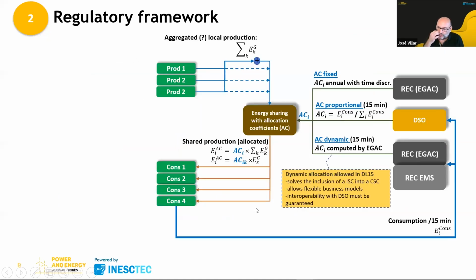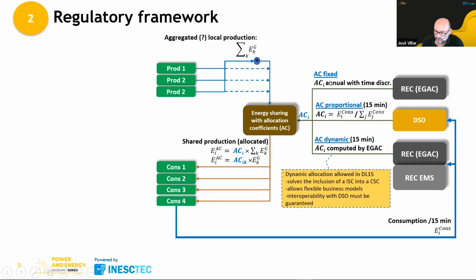And what are the allocation coefficients? Basically, the idea is that these productions need to be allocated among the consumption units. In the initial Portuguese regulation, it seemed that this production was aggregated and then allocated among the consumption units. But in the last conversation we had with, for example, the DSO, it seems that what is going to be set up is some kind of matrix of allocation coefficients, so that each of these production units is allocated over the different consumption units. The way to allocate this is by computing a coefficient.